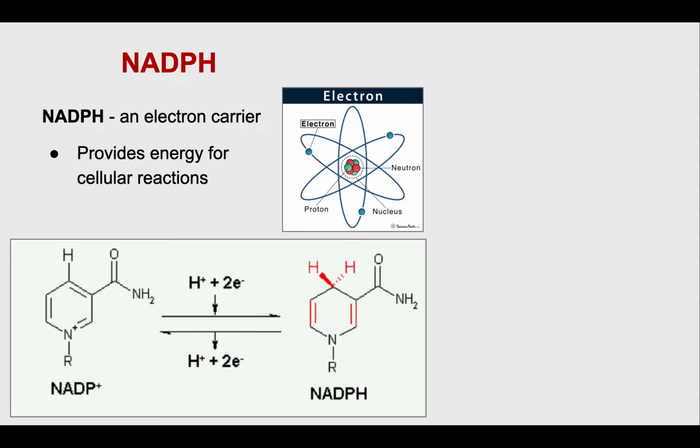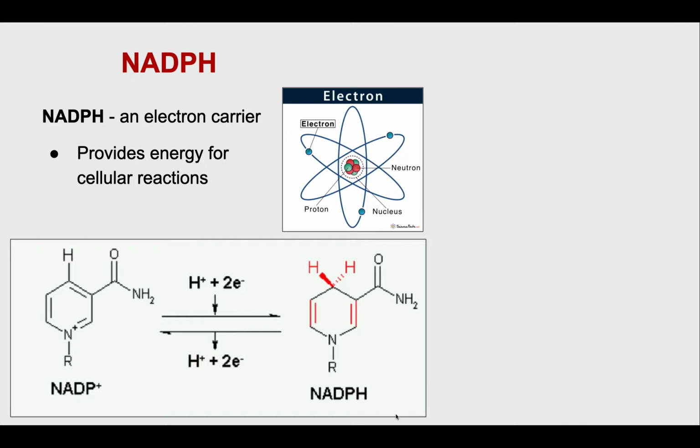Remember when I said we had light coming in and it's exciting those electrons and moving them to a larger orbital around the nucleus of an atom, and sometimes those electrons can be captured by other molecules. This is one of those molecules that can capture electrons and move them around within a cell and donate them to where they are needed. Essentially, this molecule can provide energy for cellular reactions.